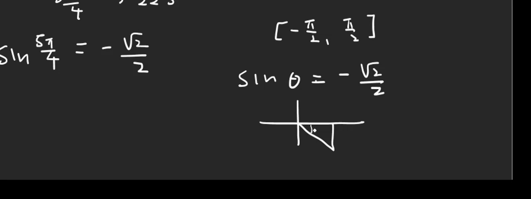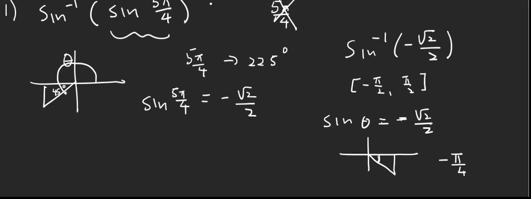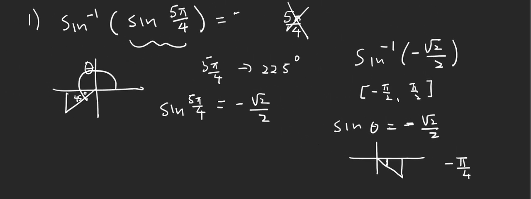Again, the reference angle will be 45, because sine of 45 is radical 2 over 2, but since this is negative, what's the answer? It's going to be negative pi over 4. So our final answer is negative pi over 4.